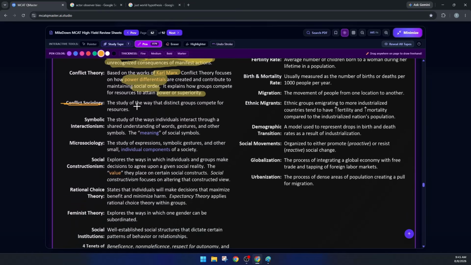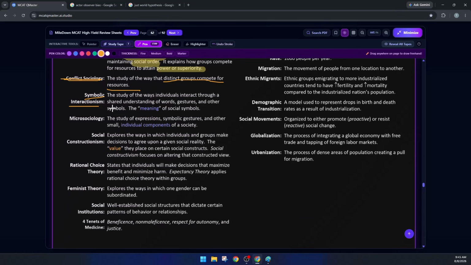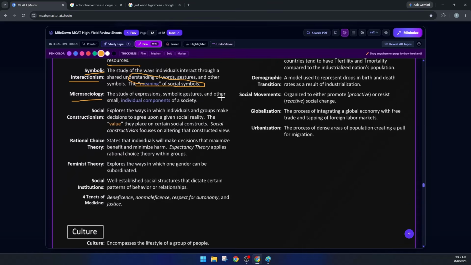Conflict sociology is the study of the ways that distinct groups compete for resources. Symbolic interactionism is the study of ways individuals interact through shared understanding of words, gestures, and other symbols, so the meaning of social symbols. Microsociology is the study of expression, symbolic gestures, and other small individual components of society. Social constructionism explores the ways in which individuals and groups make decisions to agree upon a given social reality, and the value they place on social constructs. Social constructivism focuses on altering that constructed view.